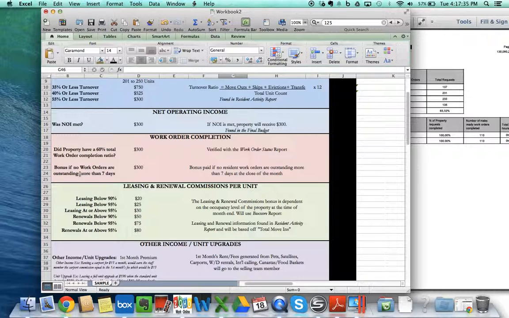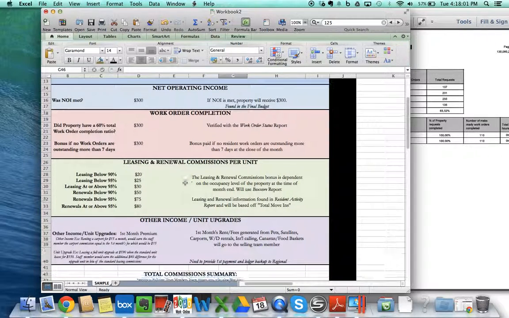If they didn't have any work orders outstanding for more than 7 days, they would also be given $300. We can look at this by looking at the Facilities tab under Service Request in order to verify this. Because I do not have access to my website right now, I will tell you that this property did have no work orders older than 7 days. So they'll actually be getting $600 total for this month.